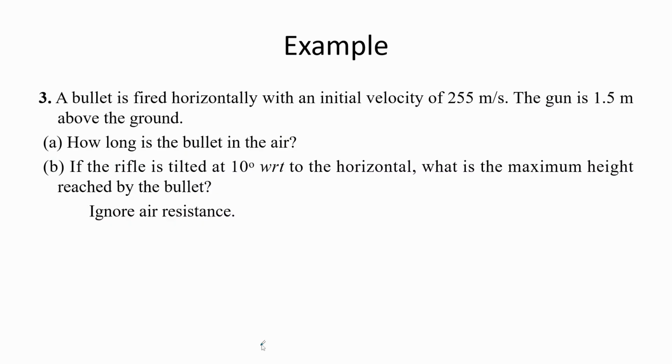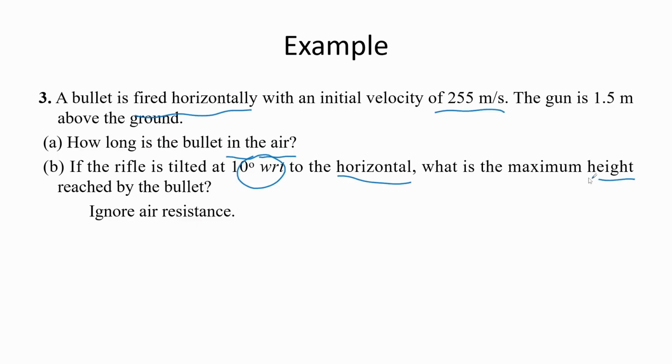Let's look at an example. A bullet is fired horizontally with an initial velocity of 255 meters per second. The gun is 1.5 meters above the ground. How long is the bullet in the air? That's for letter A. For letter B, if the rifle is tilted 10 degrees with respect to the horizontal, I think this is clockwise or counterclockwise. What is the maximum height reached by the bullet?